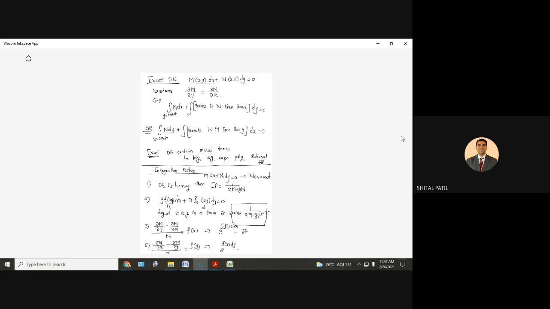Let me go through a few examples of this type. So the question is written, find the integrating factor. If you want to solve the example with me, well and good. If you want to see the screen only, that is also okay. One minute only, let me have some water.